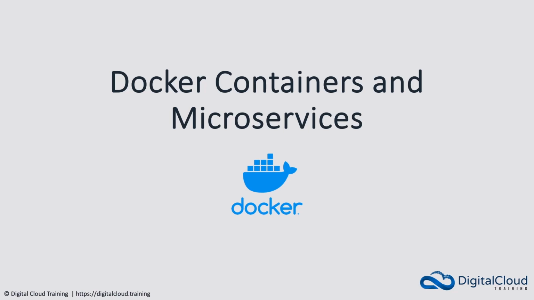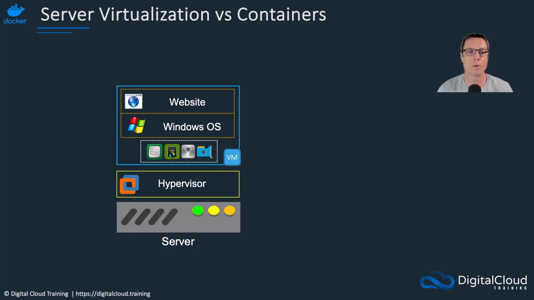Hey guys, in this lesson, I'm going to cover Docker containers and microservices. And this comes before we get into the Amazon Elastic Container Service, ECS, because ECS is a way that we can run these Docker containers on AWS. So firstly, what is a container and how does it compare to virtualization?